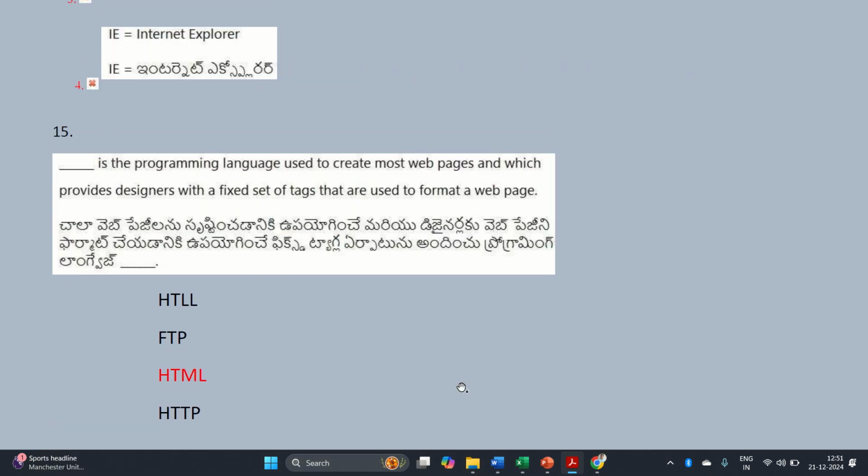Last question. Dash is the programming language used to create most web pages and which provides designers with a fixed set of tags that are used to format a web page. Hypertext Markup Language is a programming language used to create most web pages and which provides designers with a fixed set of tags that are used to format a web page. HTML.